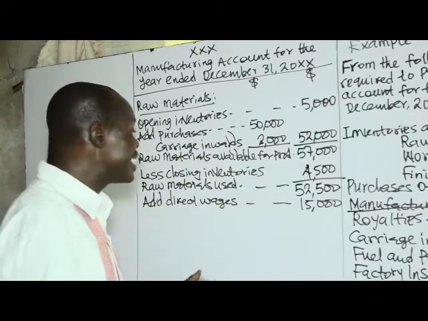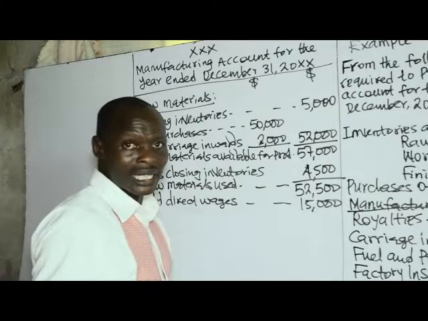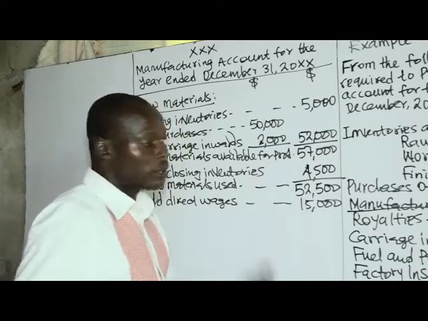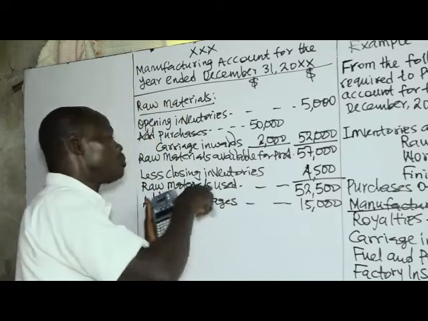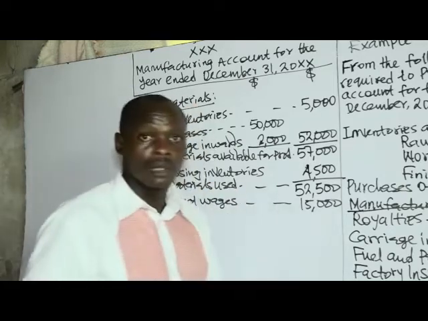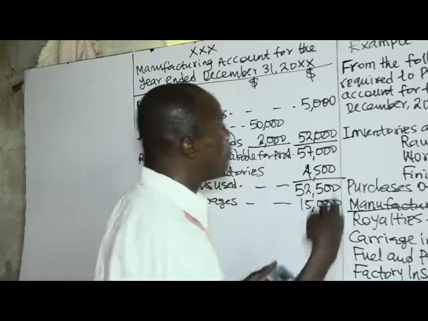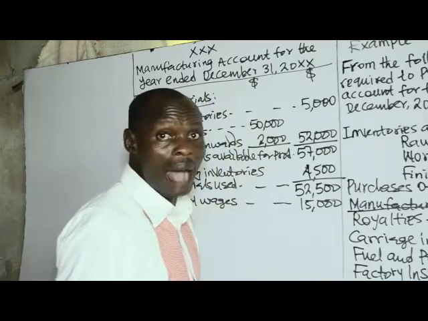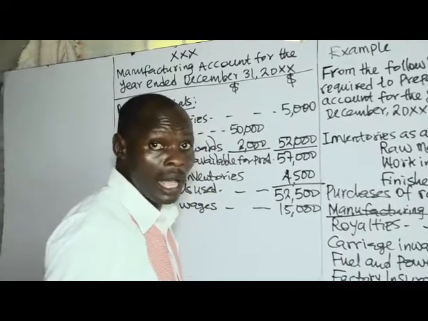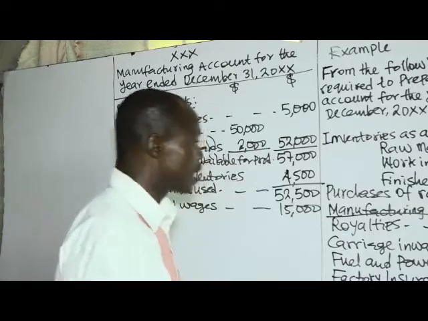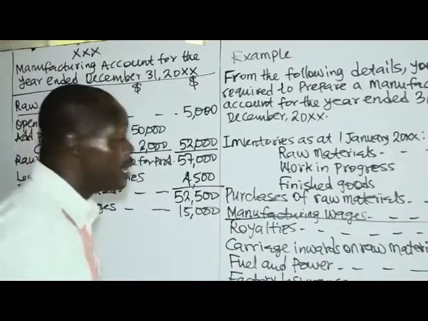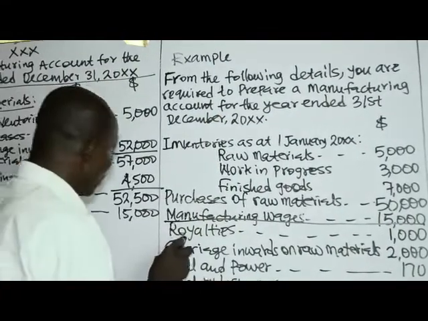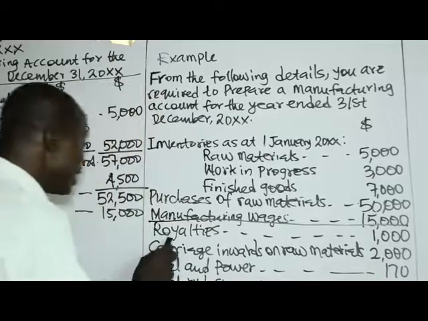Now, after direct wages, remember I've told you that prime cost comprises the direct materials, direct wages, and direct expenses. We have considered the direct materials and direct wages. The next thing is the direct expenses. Now back to the question to see if there is any item of direct expenses. Remember I've told you that an example of direct expenses is royalties. Now we have royalties of 1,000. So this is direct expenses.